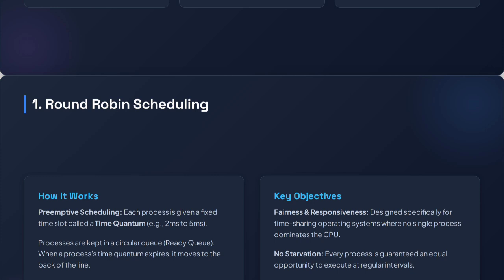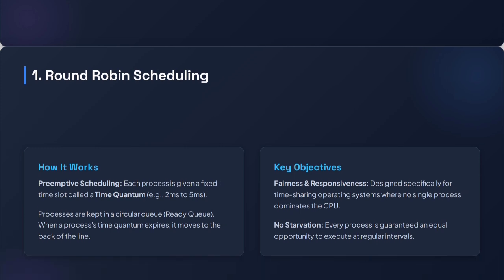How does it work? First, all processes are added to a ready queue. Second, the CPU executes each process for a fixed quantum. Third, if a process finishes early, it exits. Fourth, if it is not finished, it goes to the back of the queue and the CPU moves to the next process.